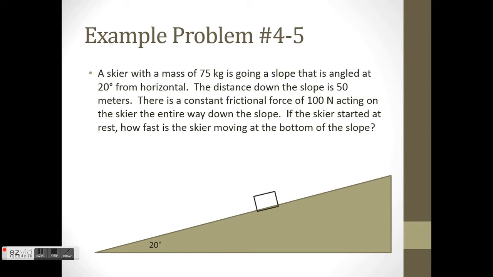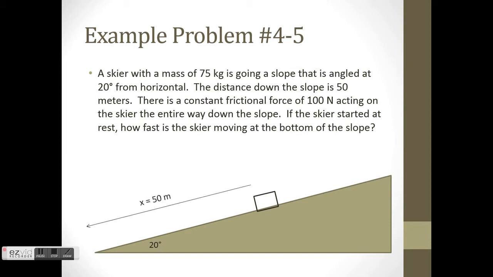Now let's make this a little bit more realistic of a problem, and let's add friction to the equation. Same exact slope, same exact skier, same exact distance, except there's a constant frictional force of 100 newtons acting on the skier the entire way down the hill. And I want to figure out how fast the skier is moving at the bottom of the slope.